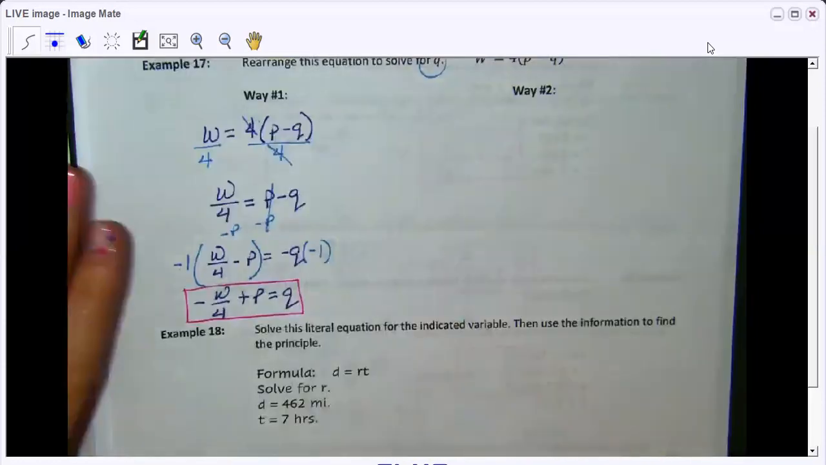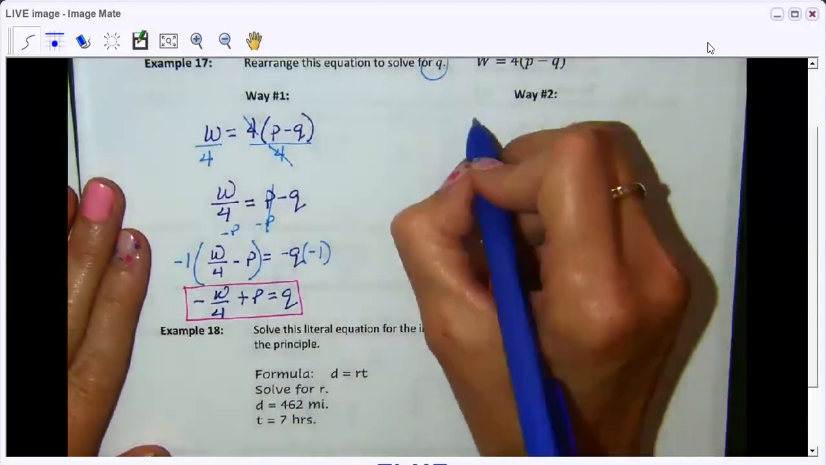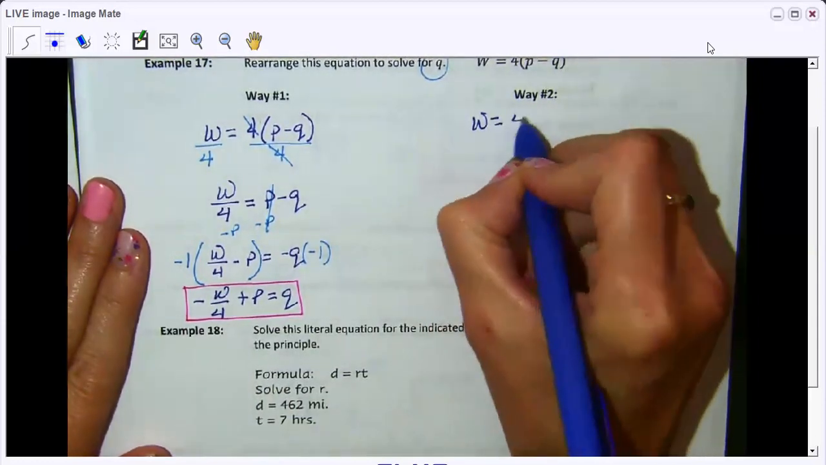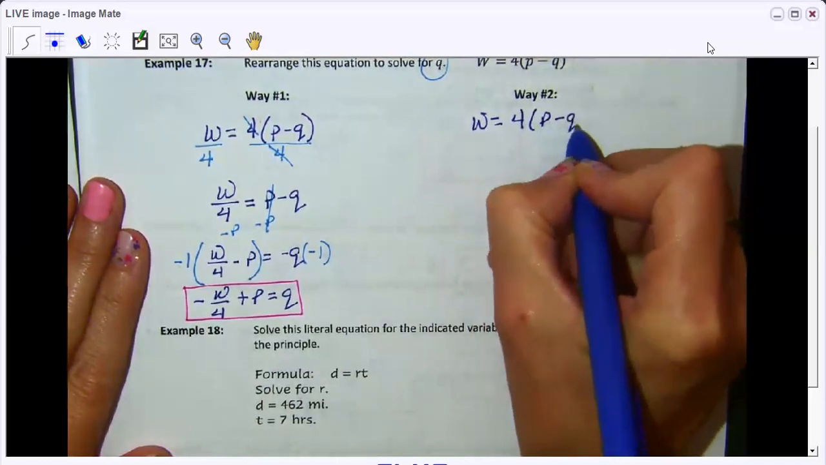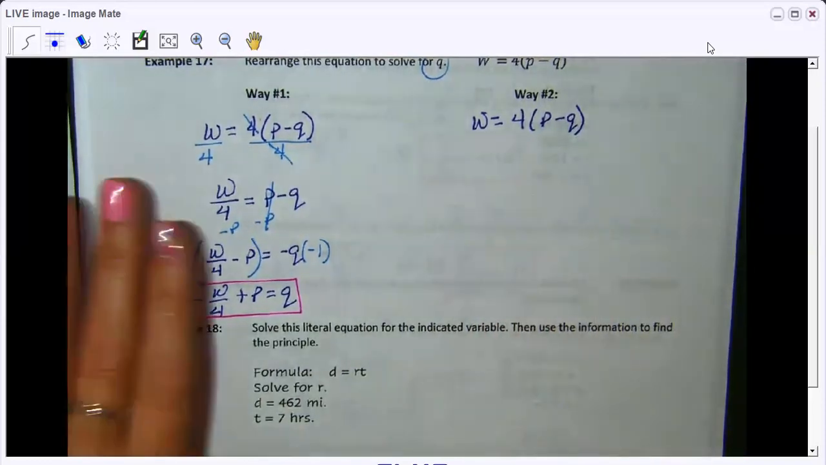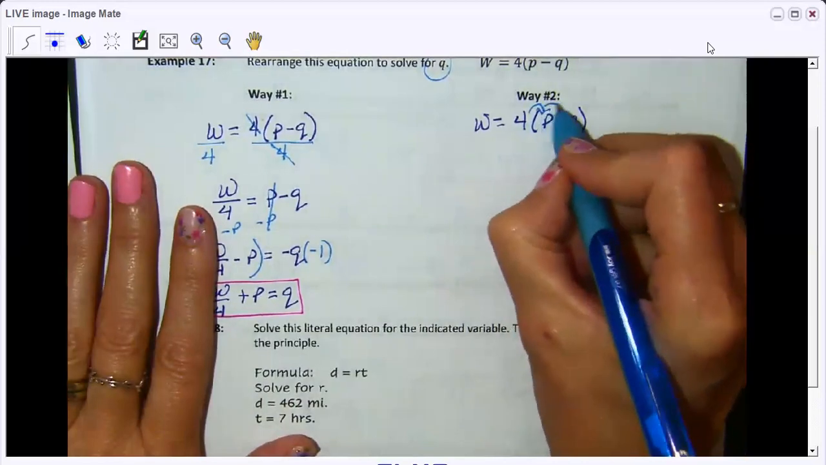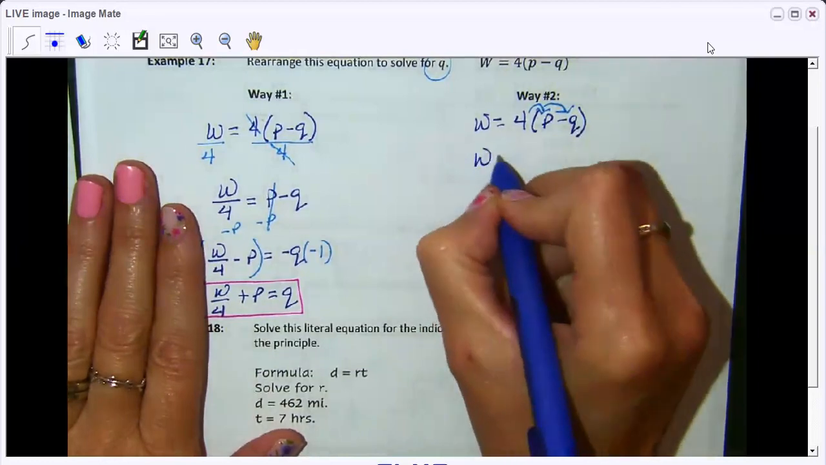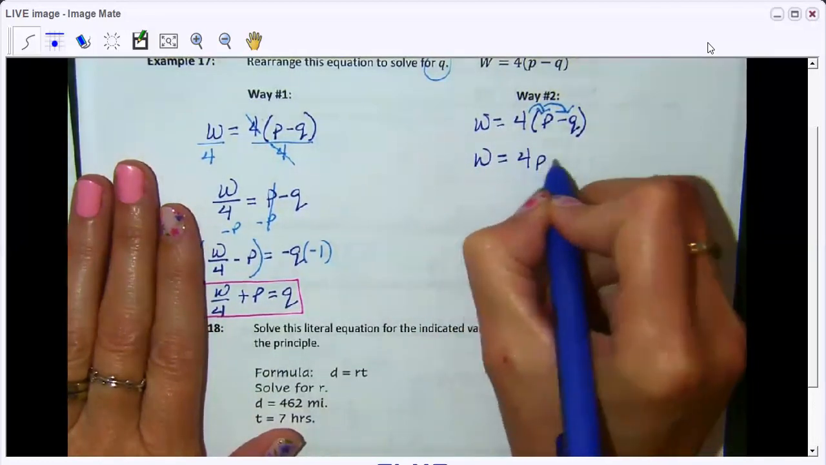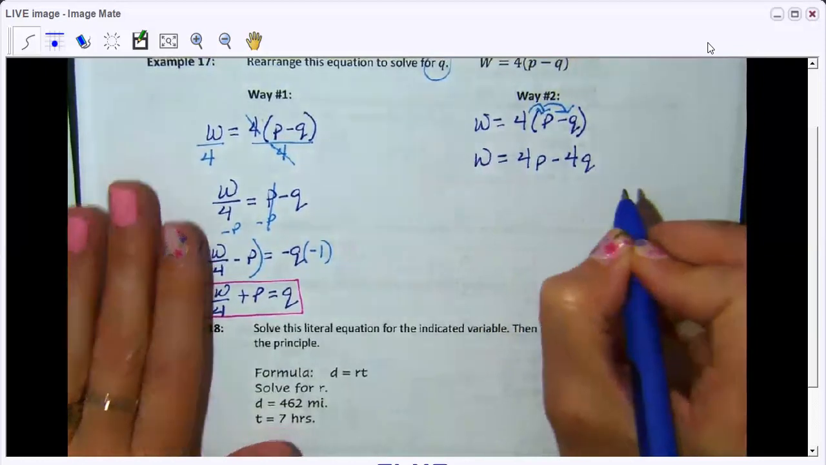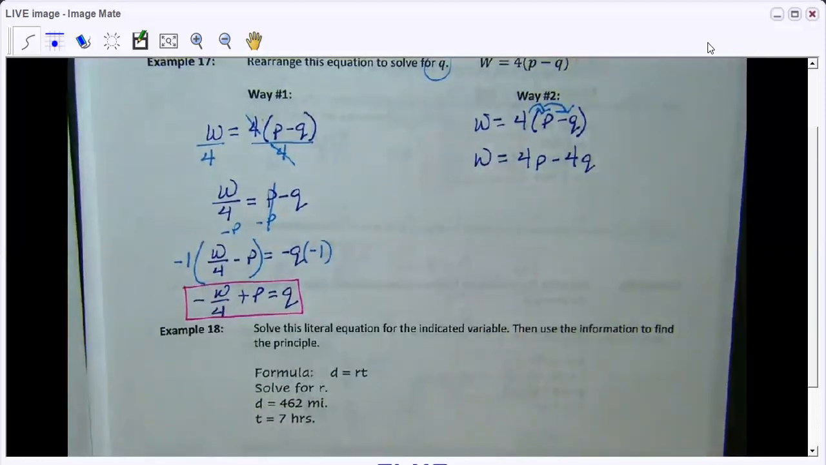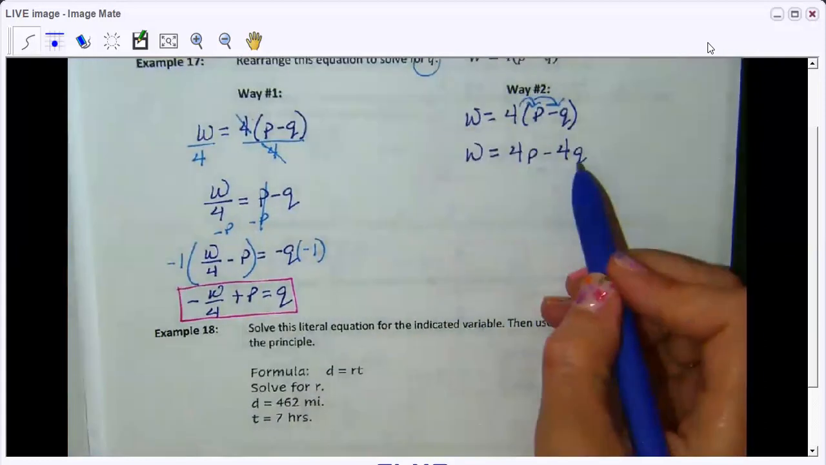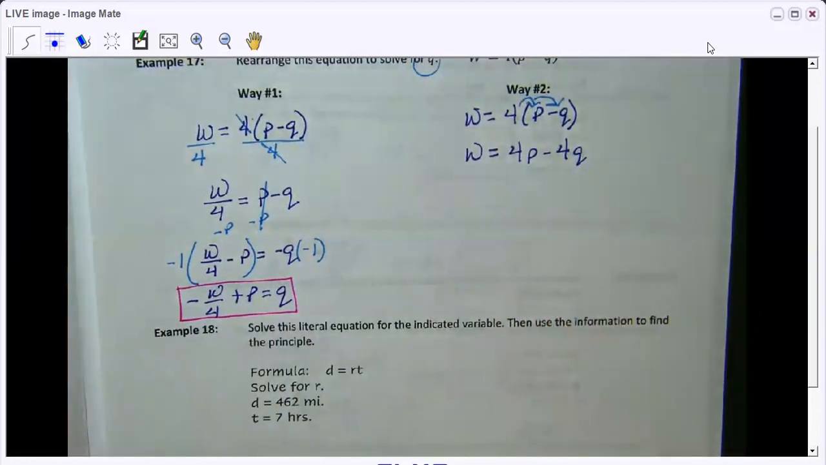So let's come back over to way 2, and I'm going to solve it by distributing first. The second way is to distribute the 4 on both sides. And I now have W equals 4P minus 4Q. Are there any questions on how I did that? The next thing, I still need to isolate Q. So what am I going to do next to both sides?